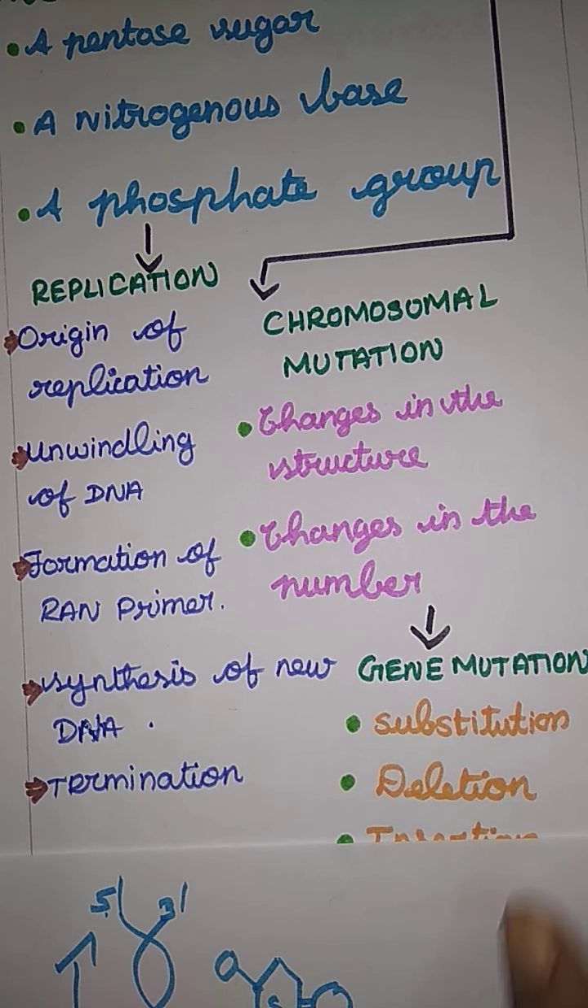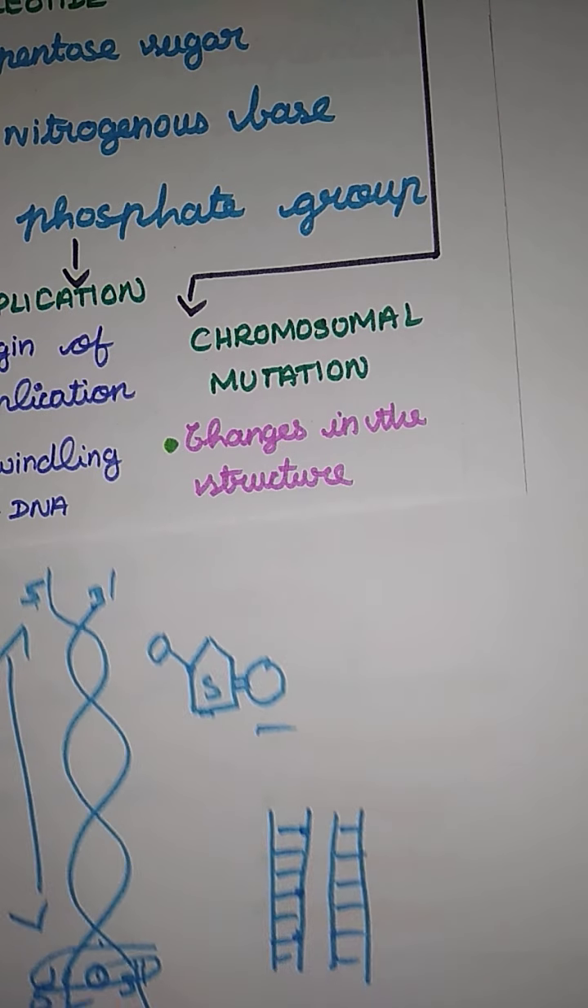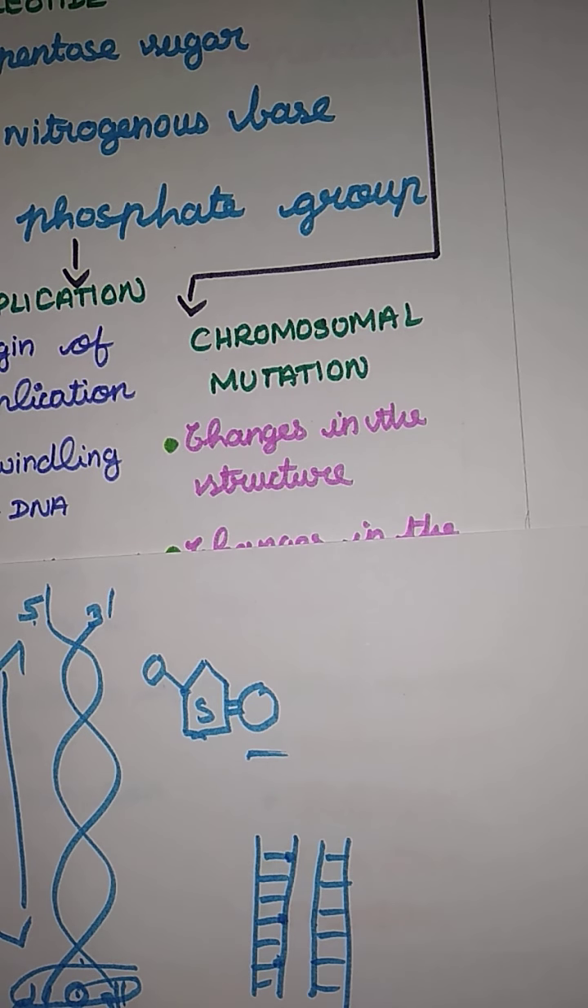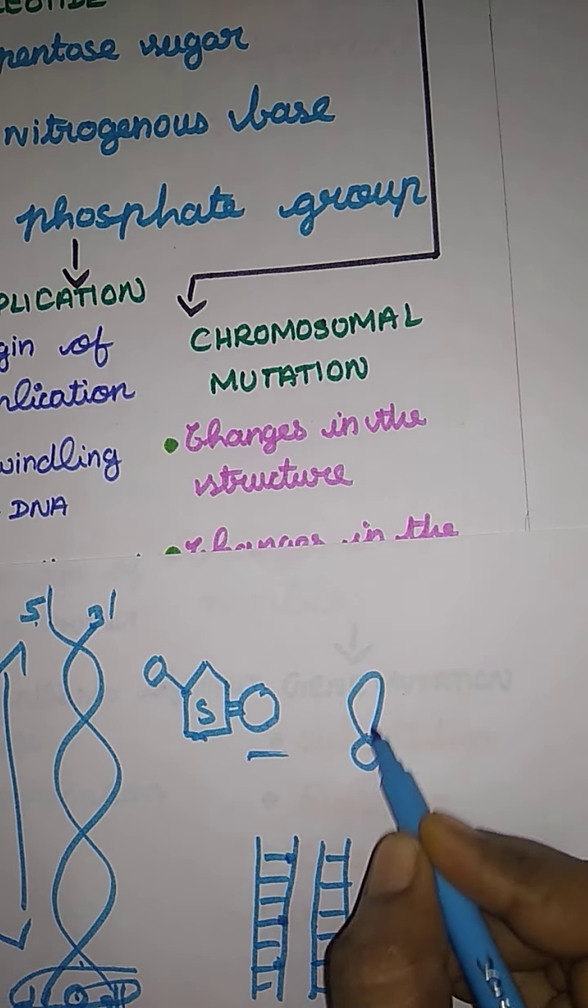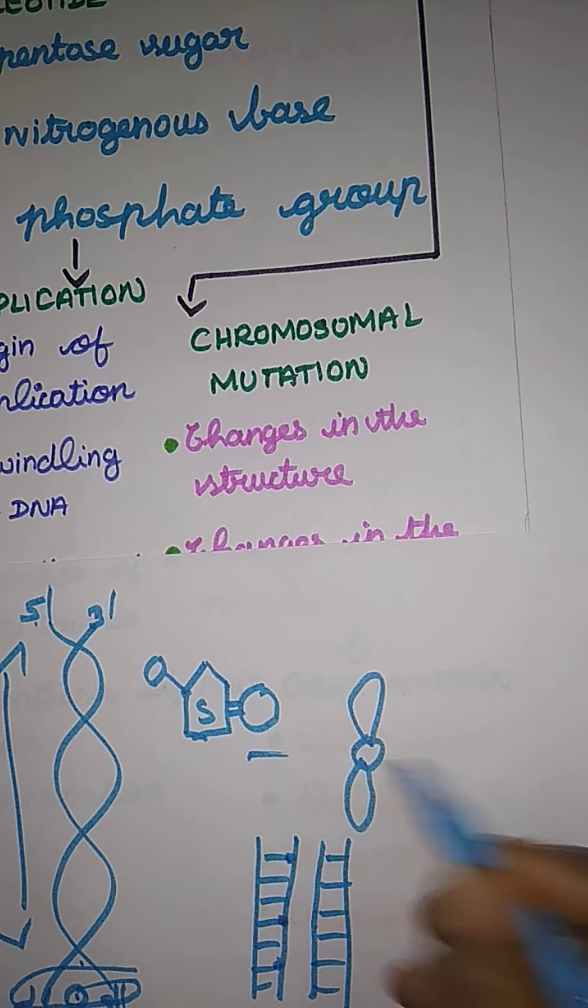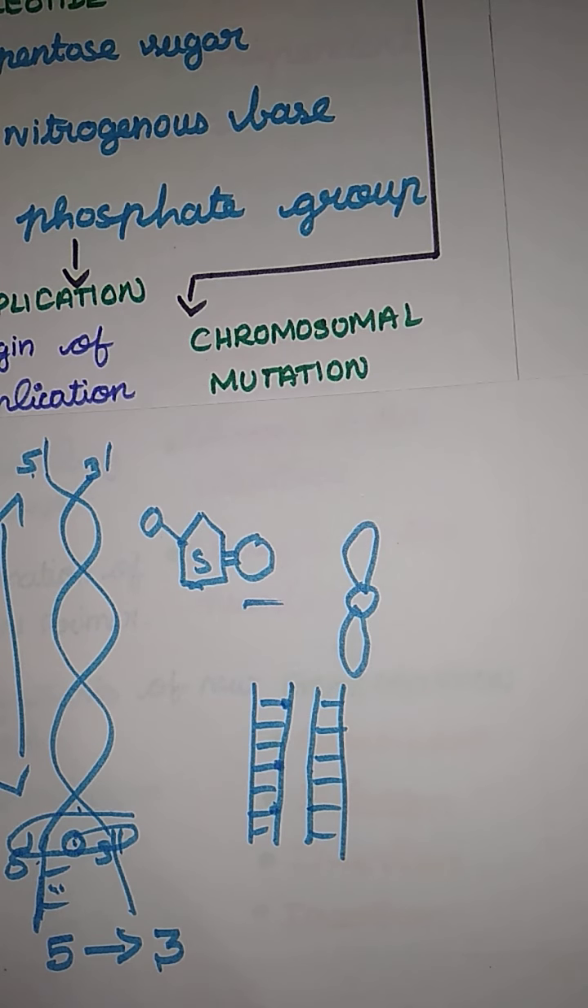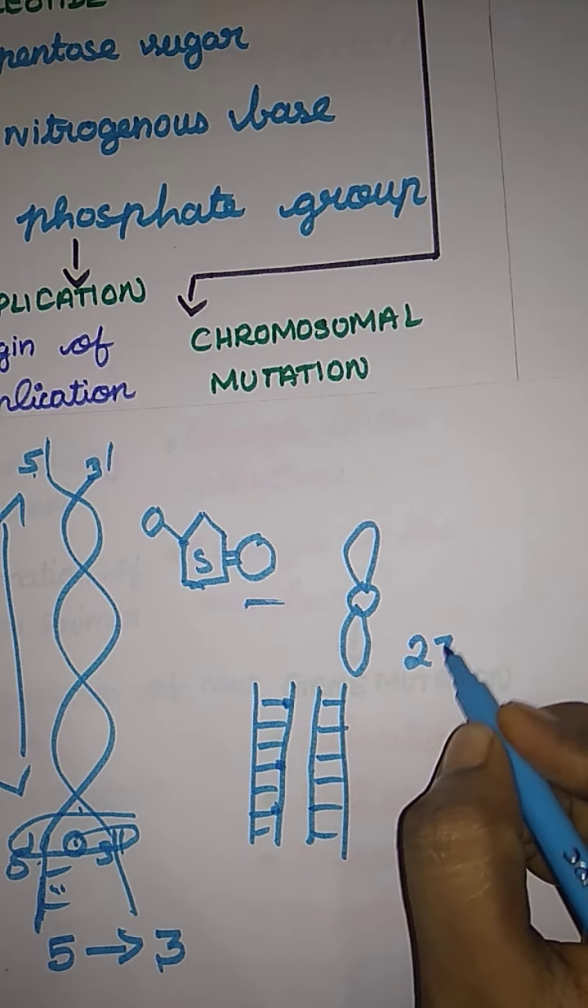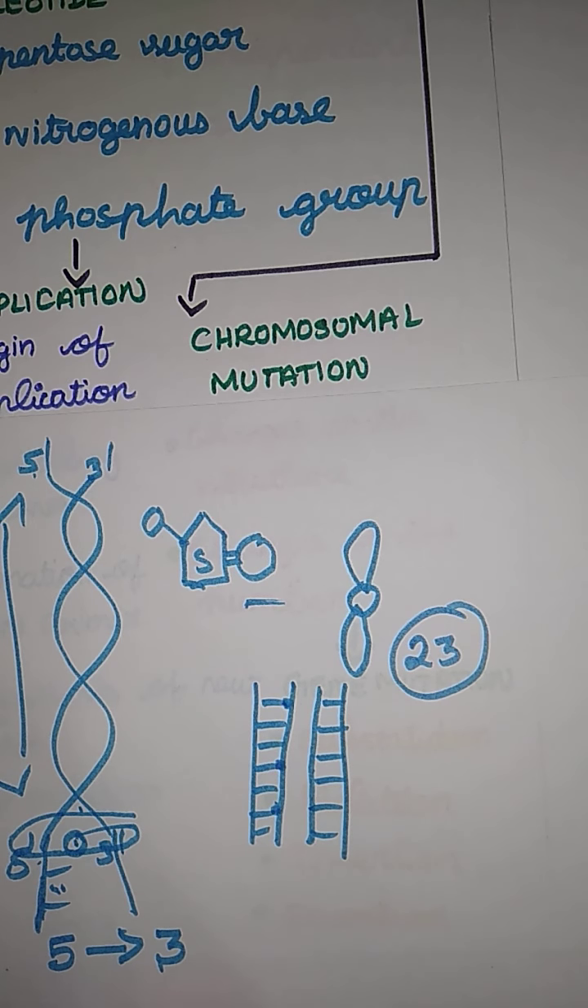And next one is mutation. Here in mutation, the first one is chromosomal mutation. This is the chromosome, you know that very well. A chromosome contains 23 pairs. Now chromosomal mutation has two types, based on the structure and based on the number.